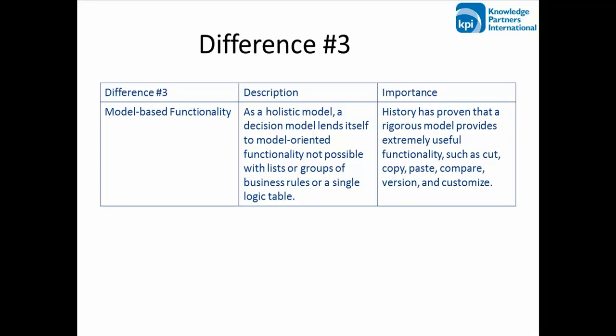The third difference is one we didn't anticipate, but it turned out to be very useful, and this is model-based functionality. The description here says that as a holistic model, a decision model lends itself to model-oriented functionality that isn't possible if you're dealing with just individual business rules or lists. And these include things like, in the importance column there, the ability to cut and copy and paste models and compare models and version them and customize them. And these are far more mature functionalities than we can do today with just lists of business rules. And they are functionalities that business people are very comfortable with. So if you can give them a tool where they can create a model and cut and paste and change, copy one and change a few things in it for a different perspective, they're very good with that.